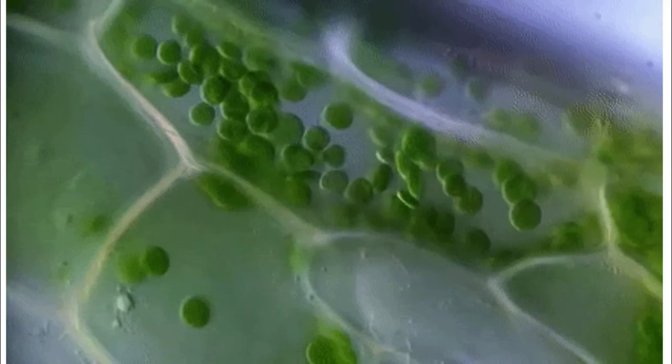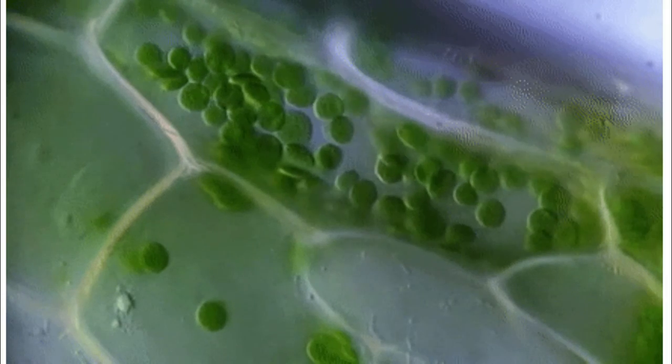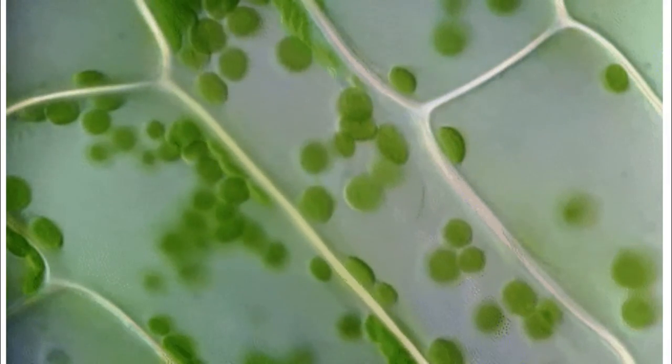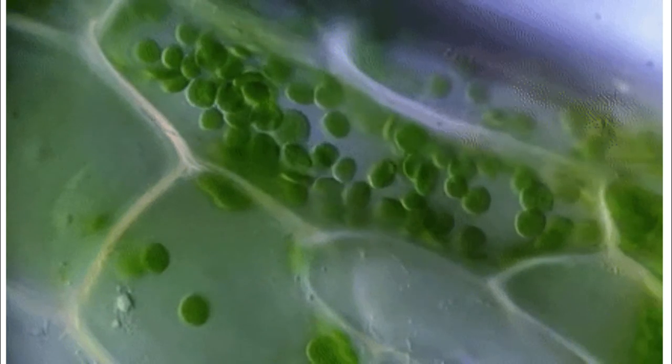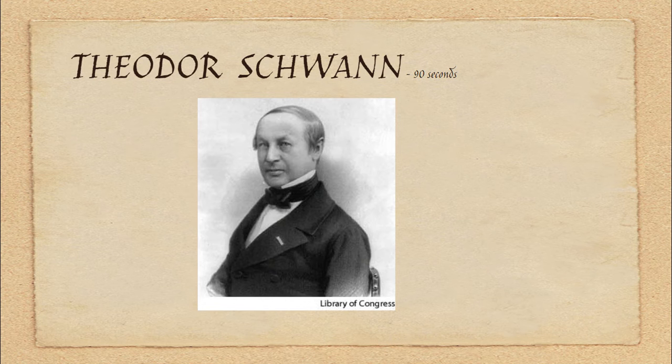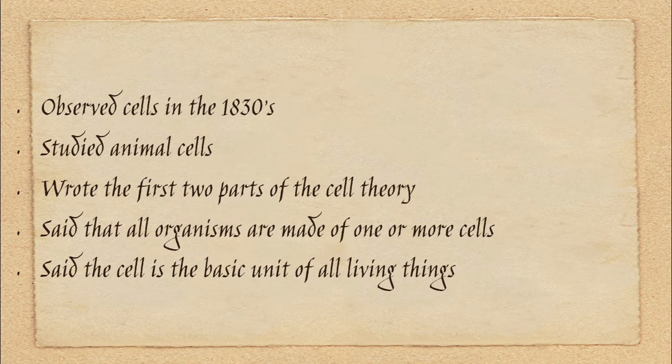Don't worry, we're going to learn all these words tomorrow in the cells. Cytoplasm is a fluid that all the organelles float around in. Okay, Theodor Schwann. He observed the cells in the 1830s. He studied animal cells. He wrote the first two parts of the cell theory, but he got his information from the guys before him. And he said that all organisms are made of one or more cells, which still holds true today, and that the cell is the basic unit of living things.